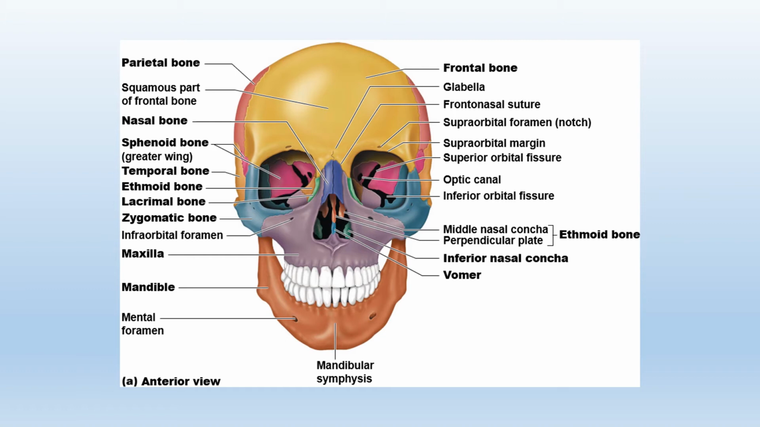But from this view, you are able to see the perpendicular plate. The perpendicular plate helps to form the nasal septum. It's a wall that splits the nasal cavity in half. Just adjacent to the perpendicular plate, you see the middle nasal concha. The middle nasal concha help to form the lateral walls of the nasal cavity. Think of them as shelves.